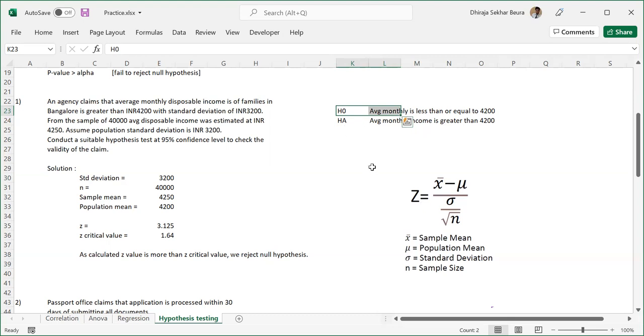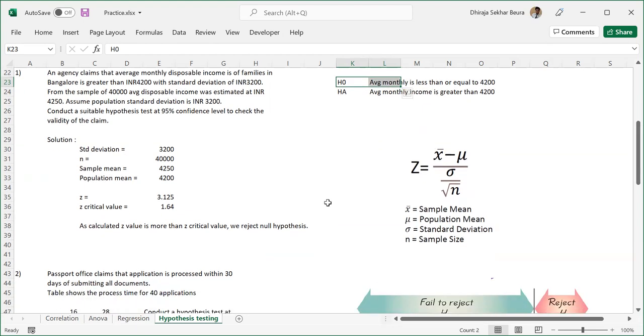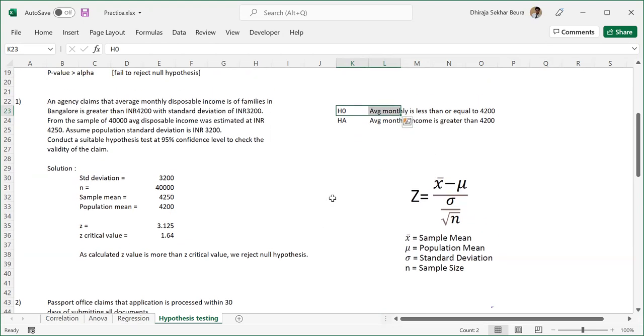There is one question on sample mean and population mean. I have some confusion over here. The question says agency claims that the average monthly disposable income of the family is greater than 4,200. So should this be population mean or sample mean? Think about it. What is the difference between sample and population? Can you tell the basic difference? Population is the whole, say 40,000, and a sample is always a subset of the population. Absolutely correct.